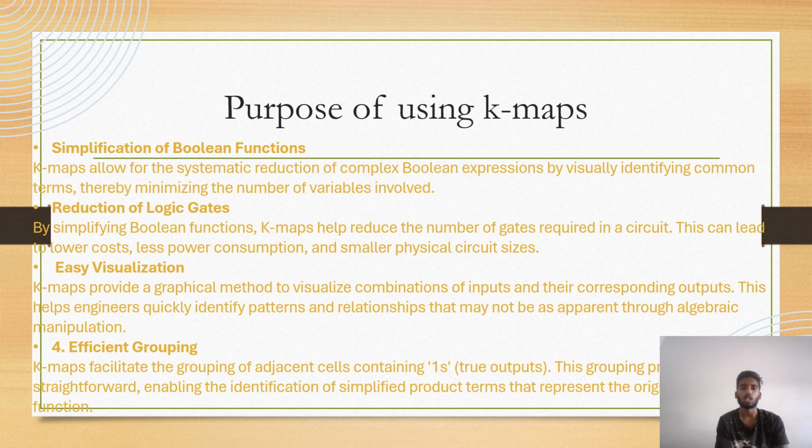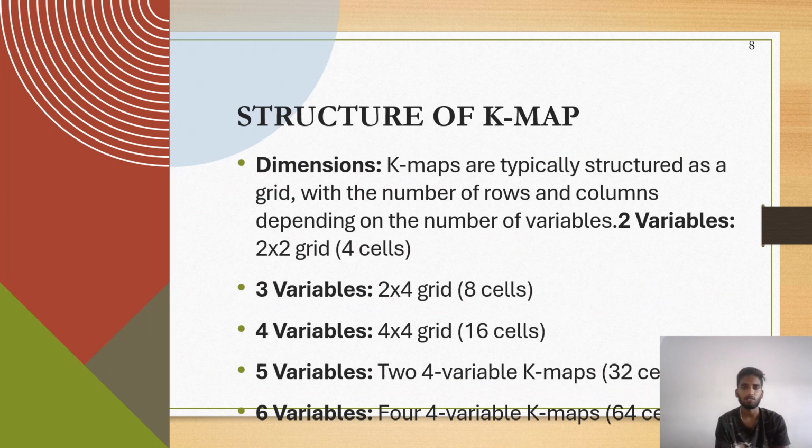Easy visualization: K-maps provide a graphical method to visualize combinations of inputs and their corresponding outputs. This helps engineers quickly identify patterns and relationships that may not be as apparent through algebraic manipulation. Fourth one is efficient grouping. K-maps facilitate the grouping of adjacent cells containing ones. The grouping enables straightforward identification of simplified product terms that represent the original function.